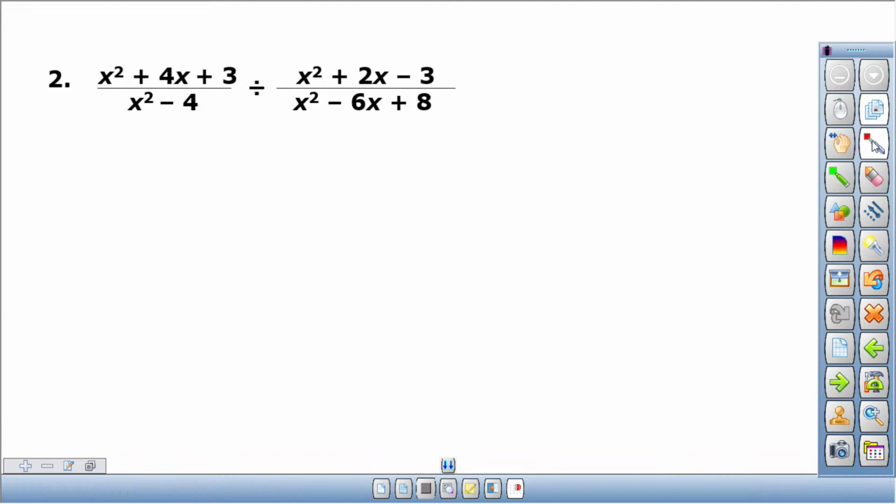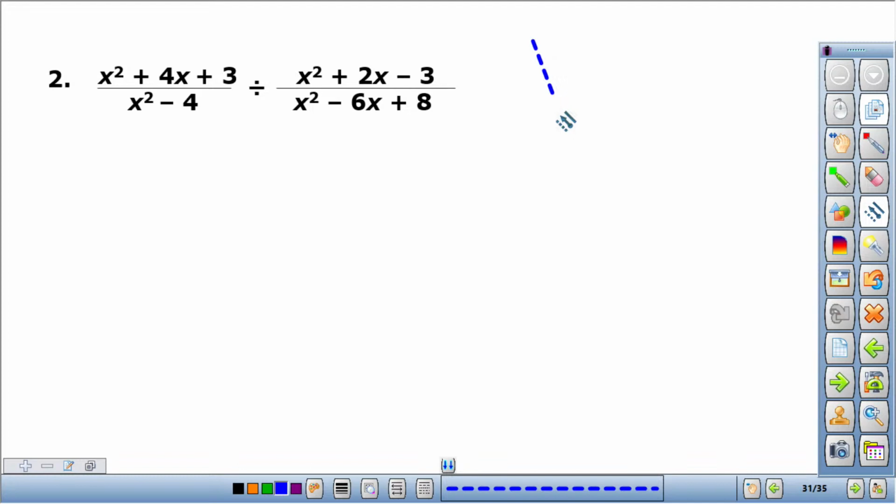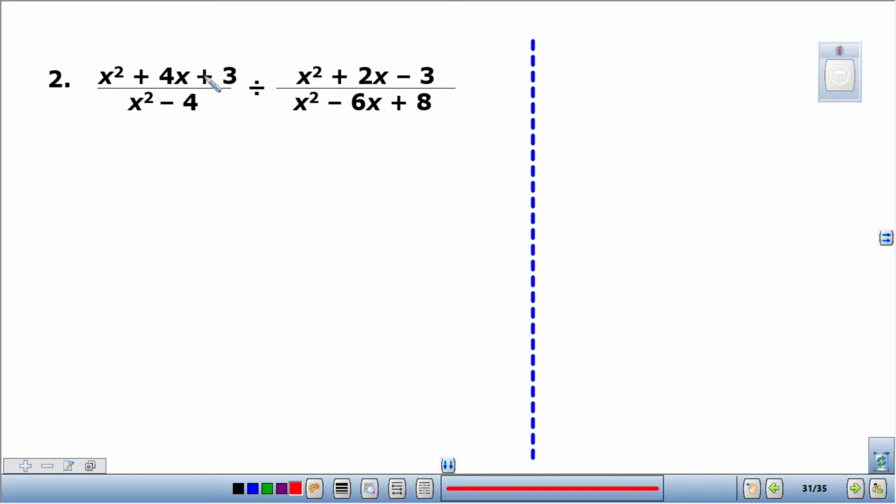Okay, so how do I factor this colossal fraction here? Well, let's take a look. How are you going to factor the top one here? What factor method did we use to factor the quadratic here? That diamond. Thank you, Selma. That is very true. I factor using the diamond. So this is x squared plus 4 x's plus 3.